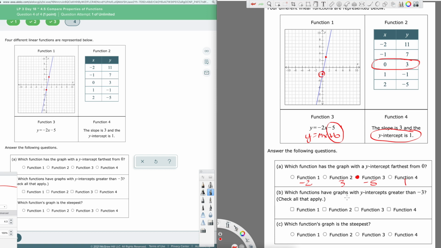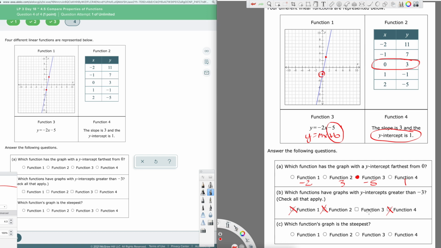Which functions have graphs with y-intercepts greater than -3? So we already did the y-intercepts. We don't have to identify them again. So I can just go in here and say which ones are greater than -3. Well, all of them except for function number 3. Number 3 is less than. But each one of these are greater than -3. 1 is greater than -3, 3 is greater than -3, and -2 is greater than -3.